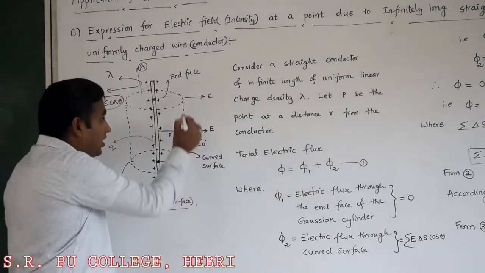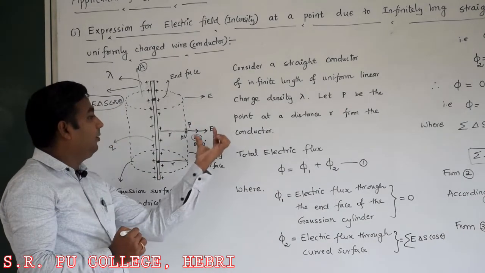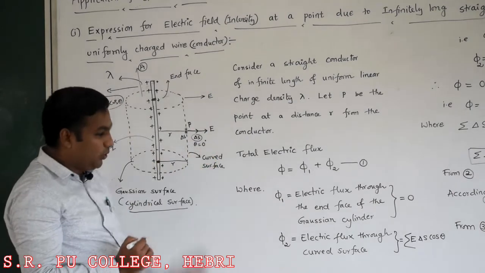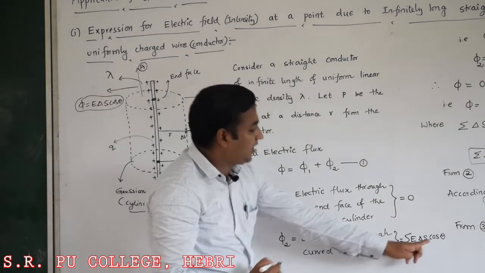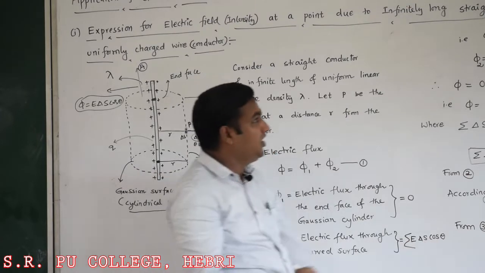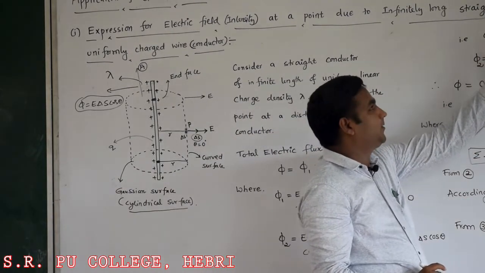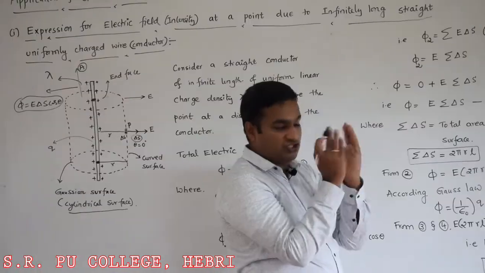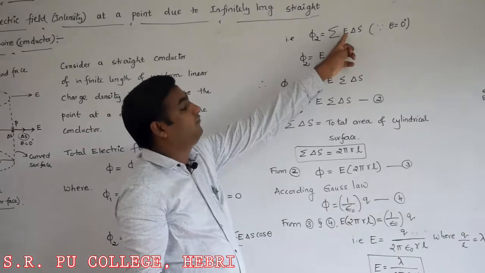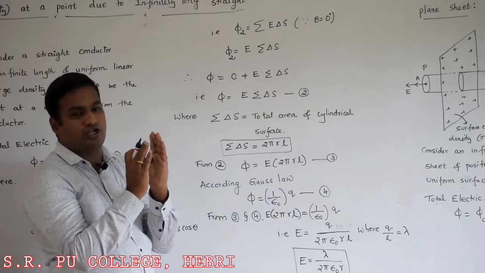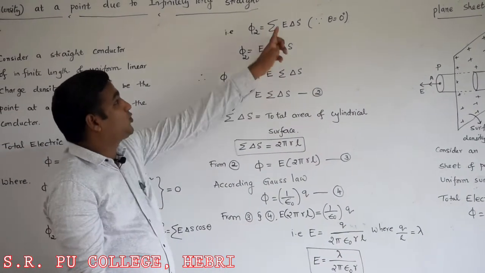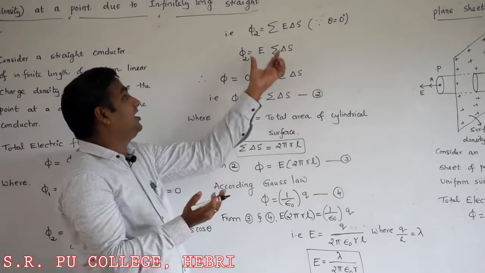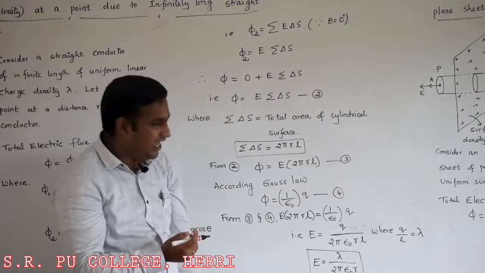As I already told, on the curved surface the angle between E and delta S is theta equal to 0. Automatically cos 0 is equal to 1. The equation becomes phi 2 is equal to summation E into delta S. But around the curved surface, at each and every point, the electric field is uniform because the distribution of charge is uniform. That's why E is the same throughout the surface, and E is taken out. The remaining is E into summation delta S.